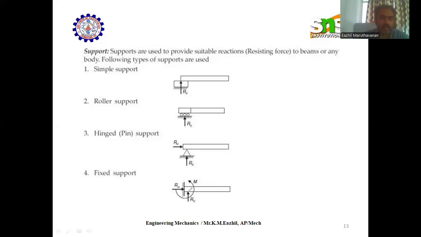Whereas for the fixed support, one reaction force is horizontal and another is vertical, and also a moment. It might be clockwise or anti-clockwise. Based on our assumption, in the final answer we can decide whether it is clockwise or anti-clockwise.